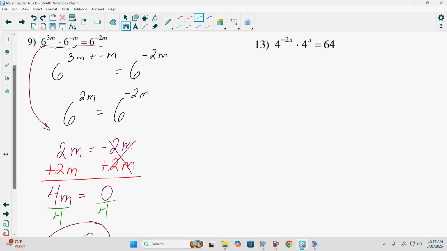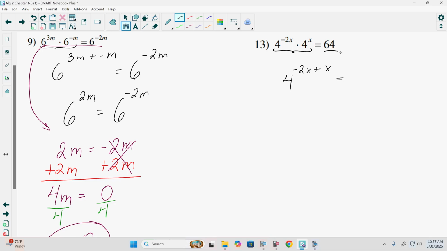Because 13 has a few things going on. One, the left-hand side has two bases of 4. We need it to be 1. Now, luckily enough, properties of exponents say if I have like bases being multiplied together, I can rewrite it as a single base with their exponents being added together. When we multiply like bases, we add their exponents.